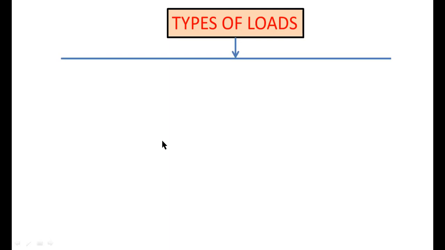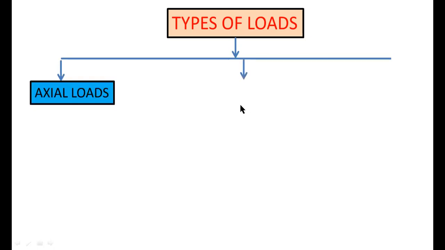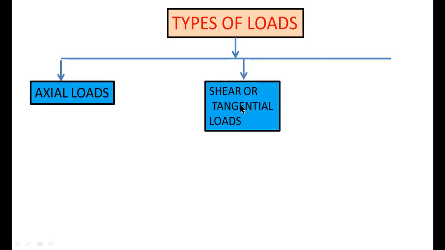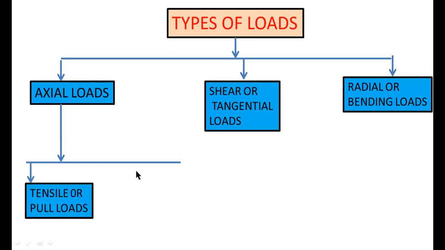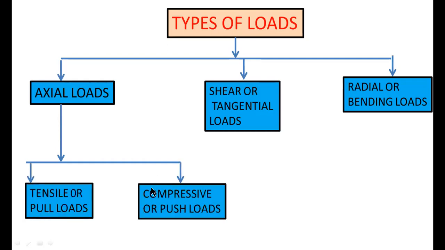The types of loads are broadly classified into axial loads, shear loads or tangential loads, and the third one is radial or bending loads. After that, axial loads are again classified into tensile or pull loads and compressive or push loads. So these are the important types of loads. Tensile loads are pull loads, compressive loads are push loads, shear loads are tangential loads, and then radial or bending loads. These four are important from our subject point of view.